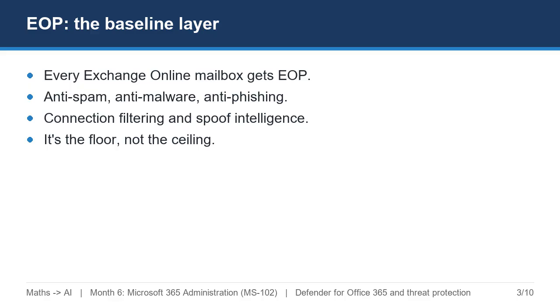The baseline layer is Exchange Online Protection, which everyone shortens to EOP. Every single Exchange Online mailbox gets it automatically. EOP handles anti-spam, anti-malware, anti-phishing with spoof intelligence, and connection filtering by IP. Think of it as the floor of your protection. It's solid, but for modern attacks you usually want more on top, and that's where Defender comes in.